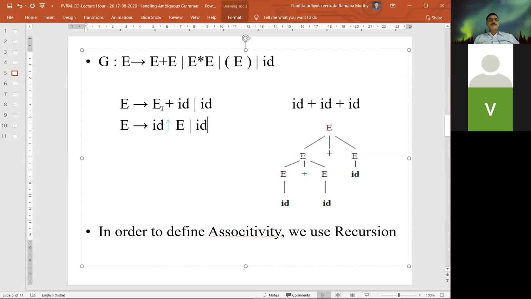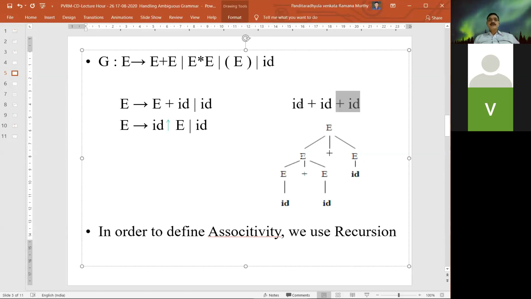If you want to expand this E any number of times, this E can be replaced by one more E plus ID. First ID, the plus ID is already there. If you replace this first E by E plus ID, this can be E plus ID. Then we can replace this E with ID.